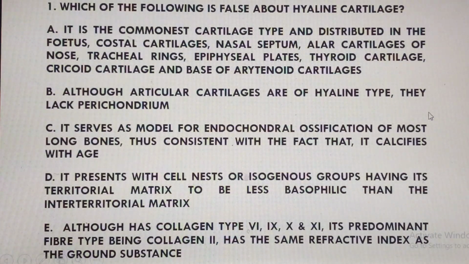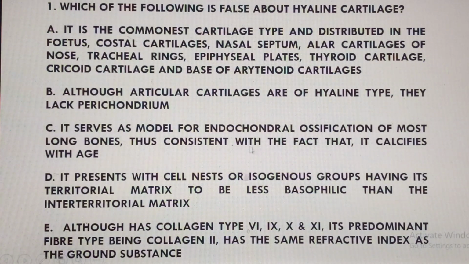Now, option C says it serves as model for endochondral ossification of most long bones, which is consistent with the fact that it calcifies with age. Now, this is actually where the problem is. Yes, it is indeed going to serve as a model or template for endochondral bone formation. We have 2 kinds of bone formation: intramembranous, from scratch, and of course endochondral, using cartilage model. Actually, using hyaline cartilage model. Yes, so that was no problem for these long bones.